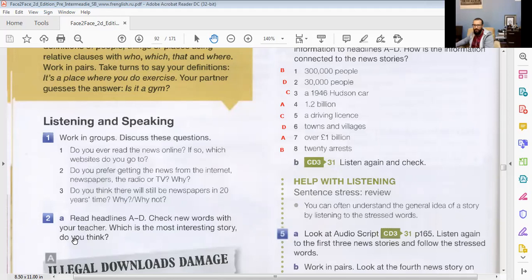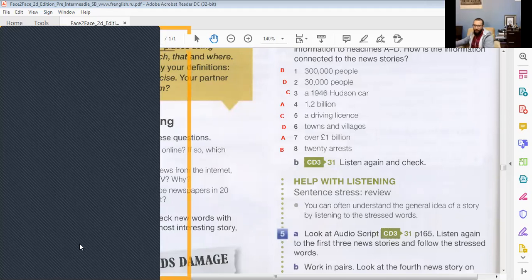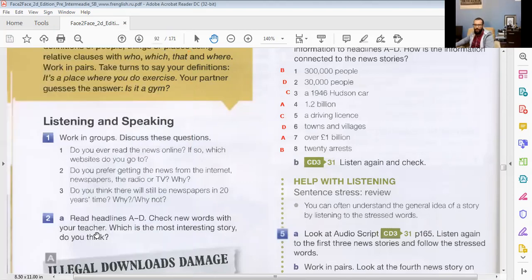Let's go to the listening track. Let's find out. Okay. So we need to go to track 31.